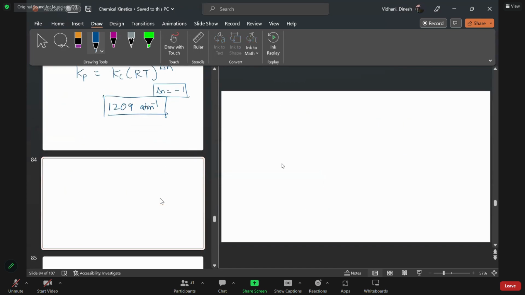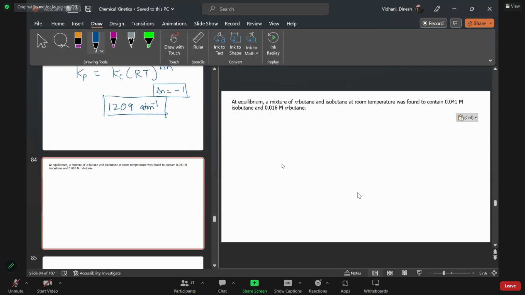Okay. How about solving one more problem? So you are given n-butane, right? I'll just give you a structure of n-butane. This is how it's going to look. This is n-butane. At equilibrium, it is giving you, I'll just put it here, isobutane. So this is the structure of isobutane. It's just a rearrangement.